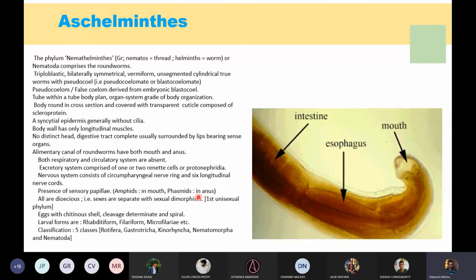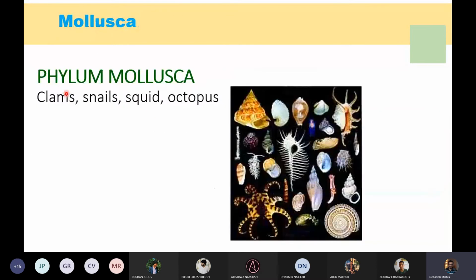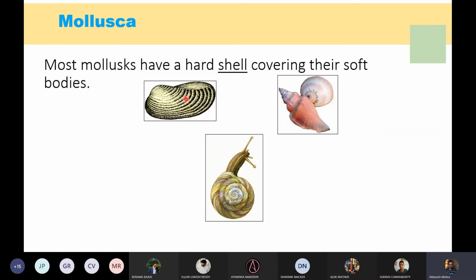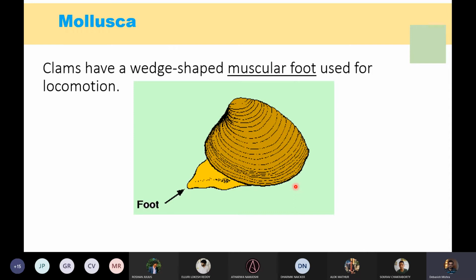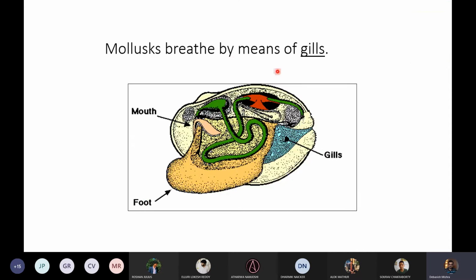Then we have mollusks here, and they have hard shells. They are octopus-like. Proper visual elements, eyes actually, you start developing in mollusks, in living systems, in animals. Proper eyes started developing in the mollusk phylum. All types of eye you can see there.